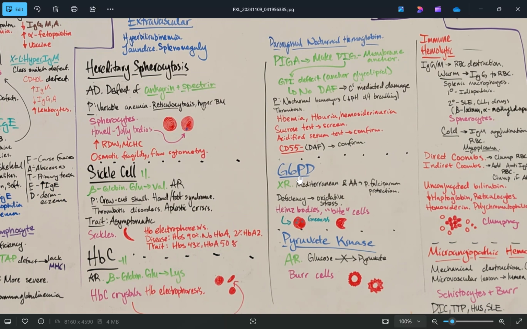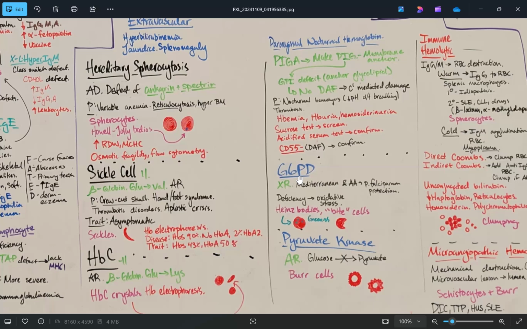Okay, moving on next to probably the most famous one of all, sickle cell. This is again chromosome 11 because it's dealing with your beta hemoglobin. It is a mutation from glutamate to valine, and it's also autosomal recessive. For presentation, you'll have your crew cut skull, again because you're trying to make up for those defective cells by increasing proliferation of red blood cells.